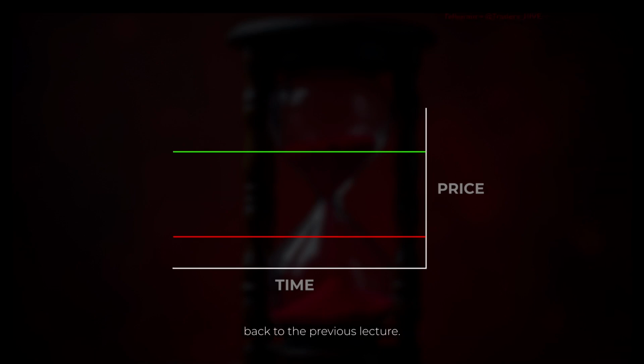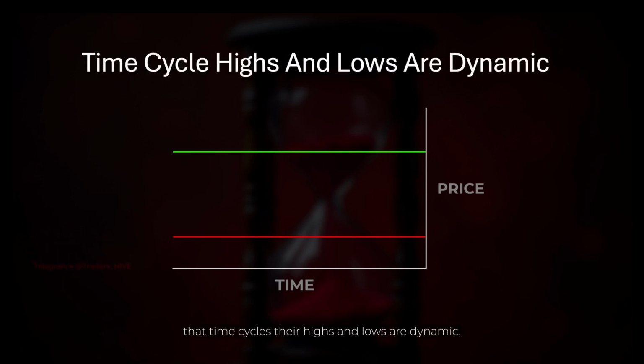to that previous lecture. When it comes to time cycles, we have a specific high, which is represented by this green line, and a low, which is represented by this red line. These highs and lows will form during specific windows of time. Time cycles, their highs and lows, are dynamic. You might be wondering, dynamic, what does that mean? Well, that means that the time cycle high and low change for any particular time cycle as time progresses.